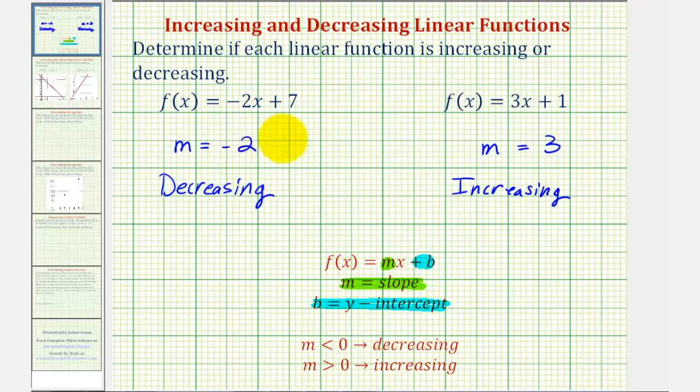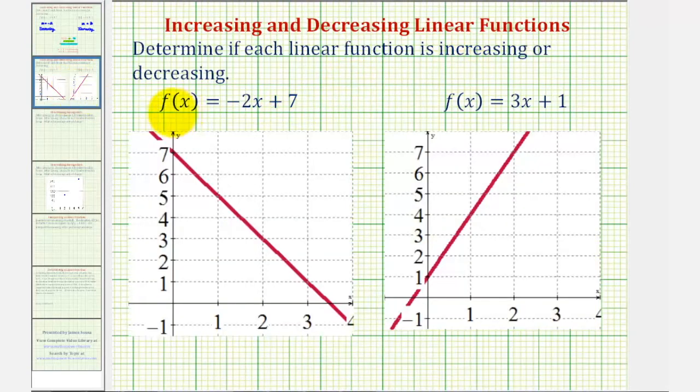Let's take a look at the graph of these two functions to get a better understanding of what it means for a linear function to be increasing or decreasing. If we first consider f of x equals negative 2x plus 7, if we wanted to graph this, notice how the y-intercept is positive 7, which would give us this point here. And then again, the slope is negative 2, or if we want, negative 2 over 1. So from the y-intercept, if we went down 2 units and right 1 unit, we have another point on the linear function.